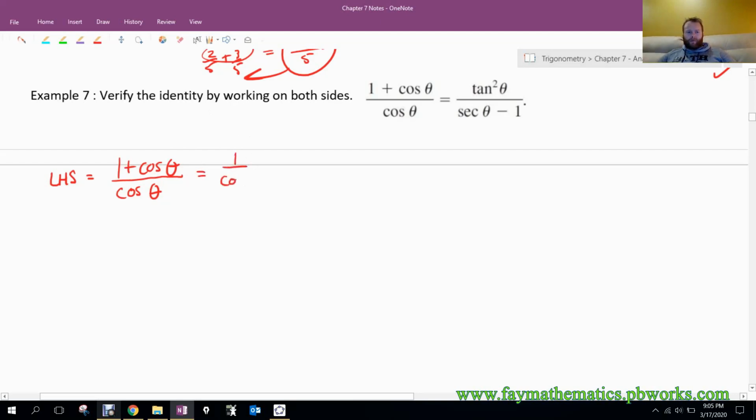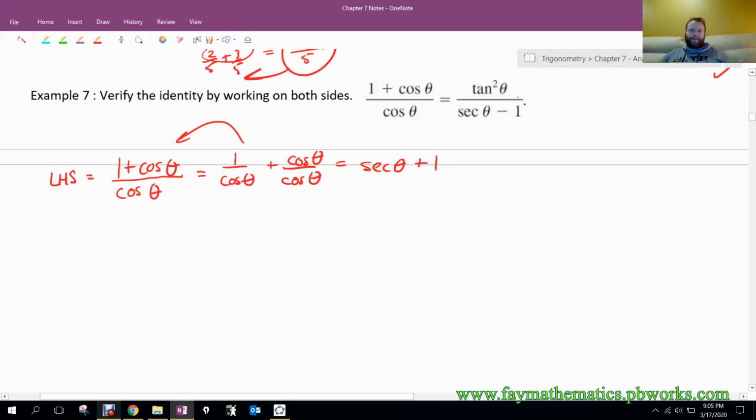I see this, and I'm going to go ahead and maybe do this: 1 over cosine theta plus cosine theta over cosine theta. I can separate those. It's a sum over one denominator. If I add those, I get back to that, right? What's 1 over cosine? It's secant. What's cosine over cosine? It's 1. Not sure what to do with that right now.